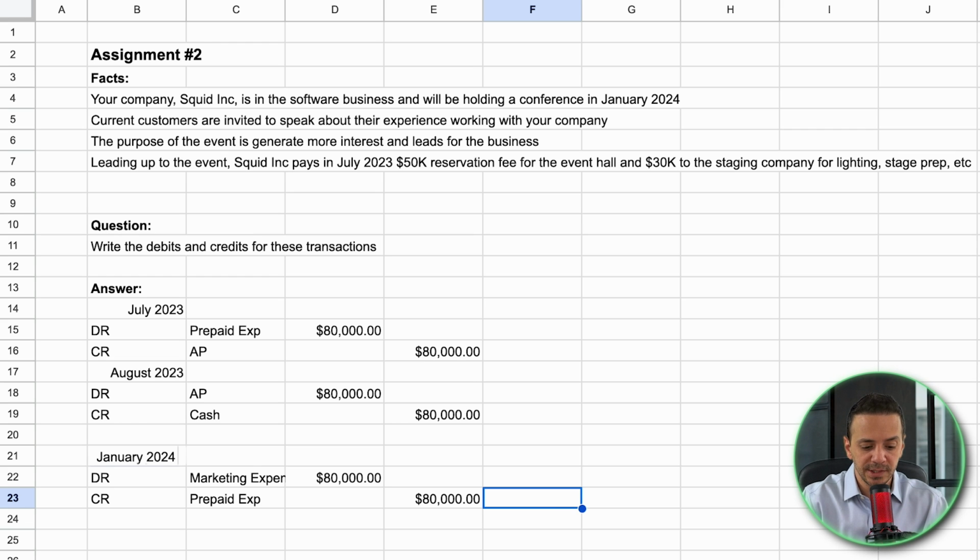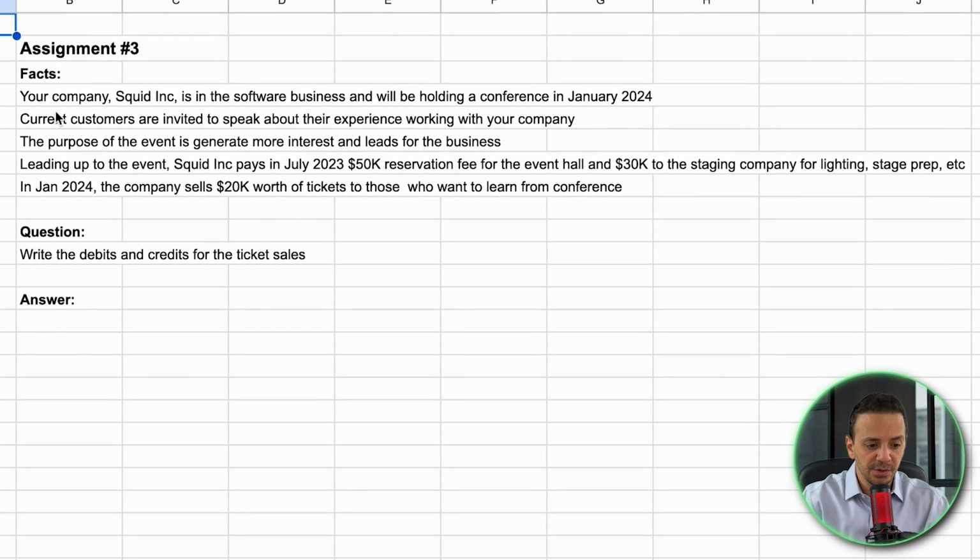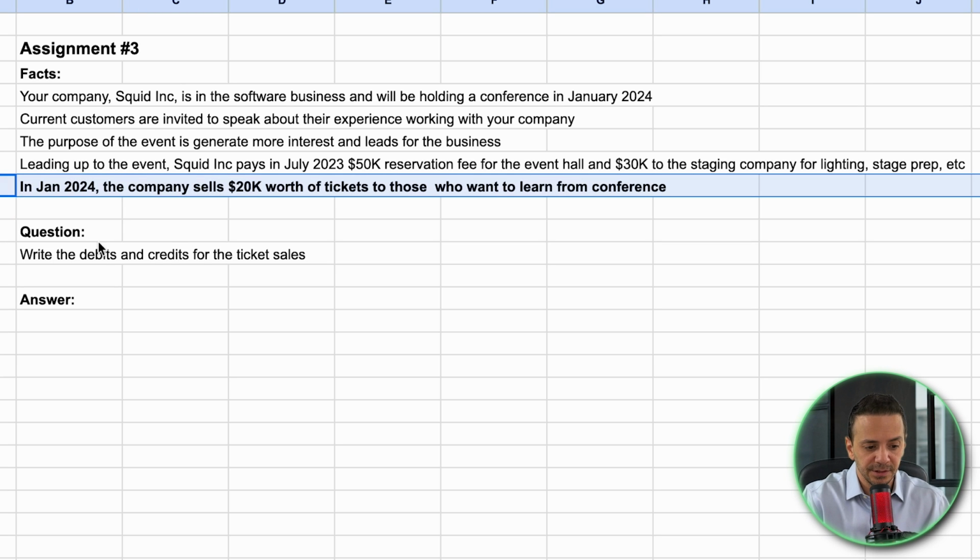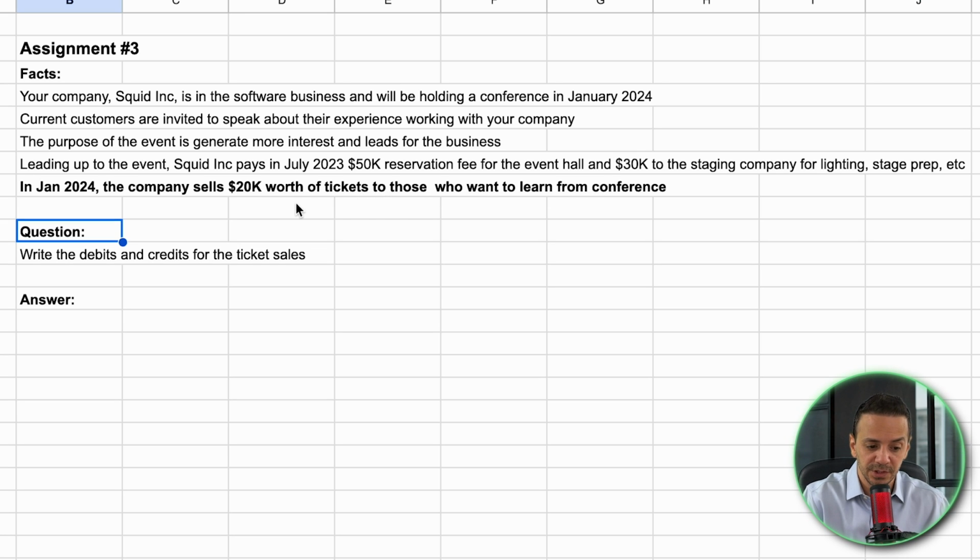Now, moving on to assignment number 3. Assignment number 3 has the same fact pattern as assignment number 2, with a company recording prepaid for the expense that it paid to the vendor for the conference. However, the added detail here is that in January of 2024, the company sells $20,000 worth of tickets to those who want to learn from the conference. So the company is selling tickets now for attendees of the conference. Let's take a look at it.